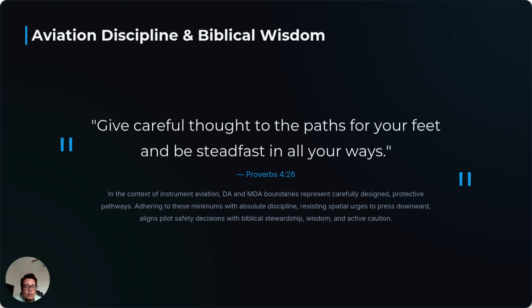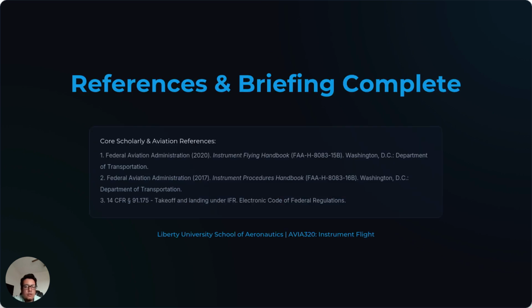Finally, some biblical wisdom: give careful thought to the paths for your feet and be steadfast in all your ways. Proverbs 4:26. This pretty much parallels the DA and MDA, in that they represent a careful design, protective pathways, and by following them and obeying those limitations, we practice good biblical stewardship, wisdom, and caution.